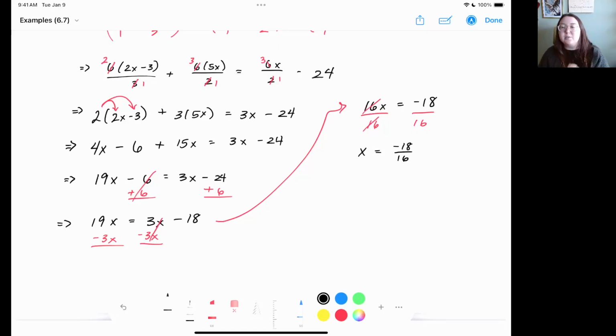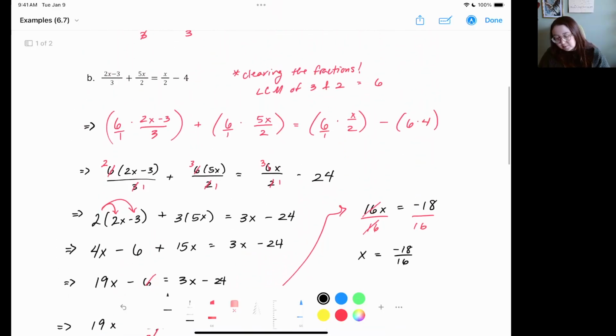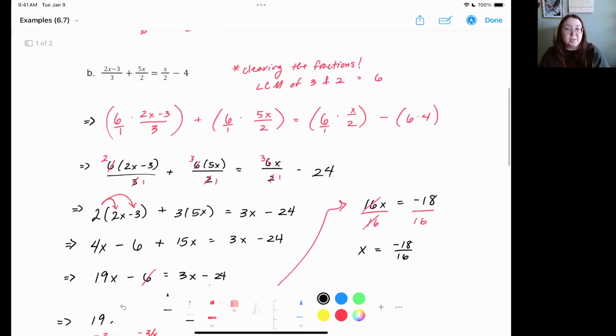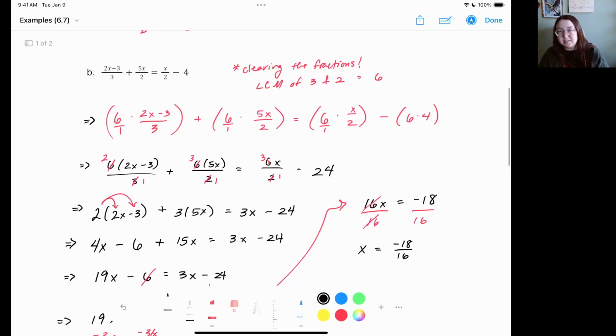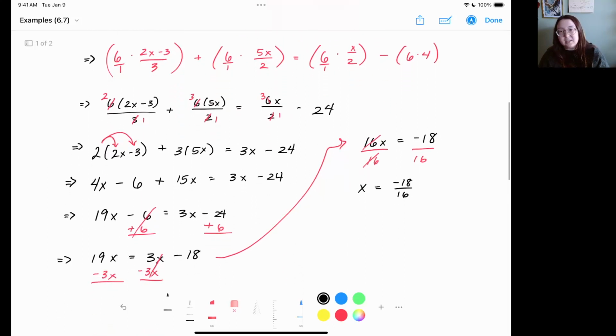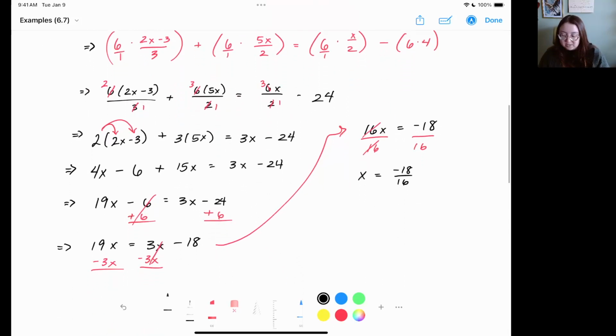Now, our answer is a fraction. This is not too surprising considering our original equation had a lot of fractions in it. So having our answer as a fraction is okay, but we want to make sure it's the simplest fraction as possible. So 18 and 16, those are both divisible by 2.